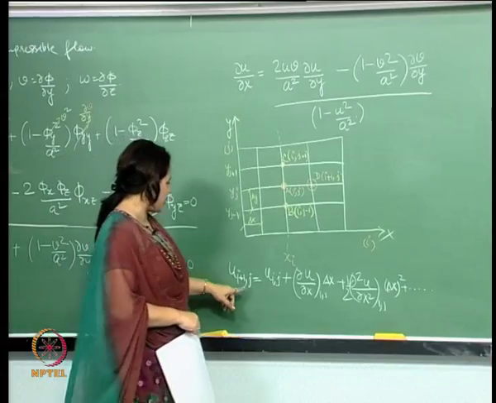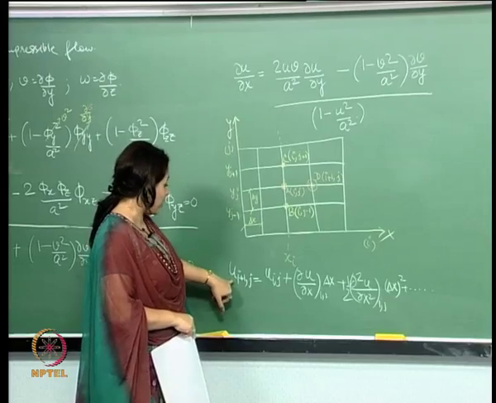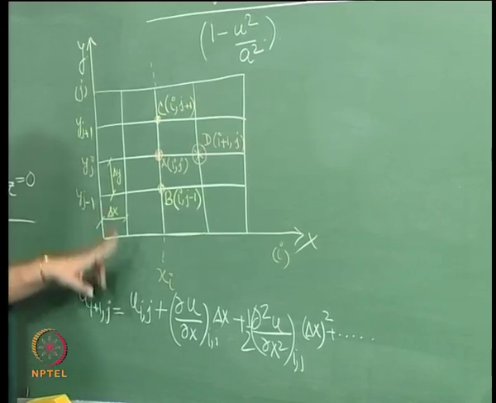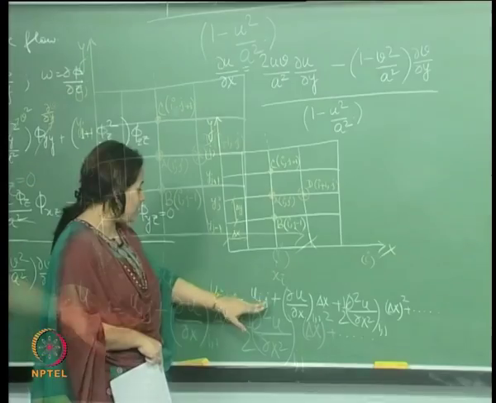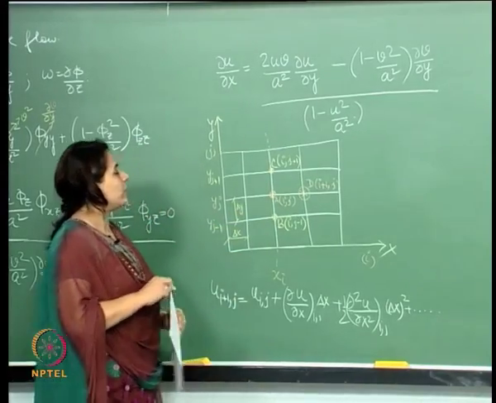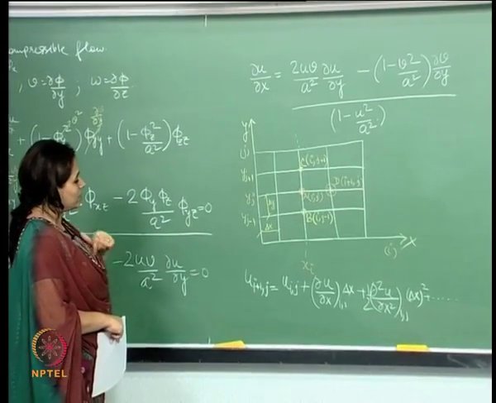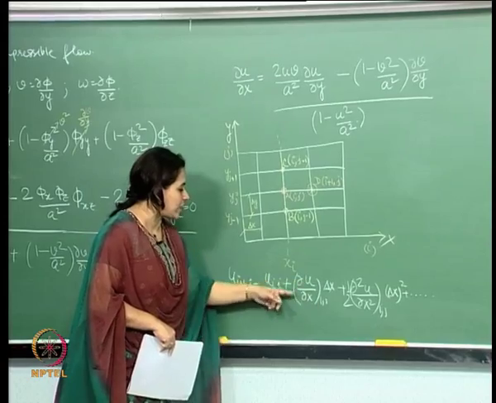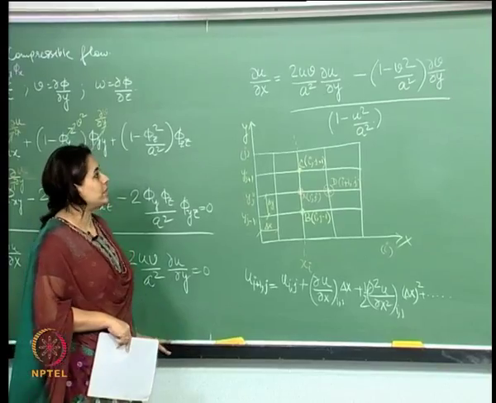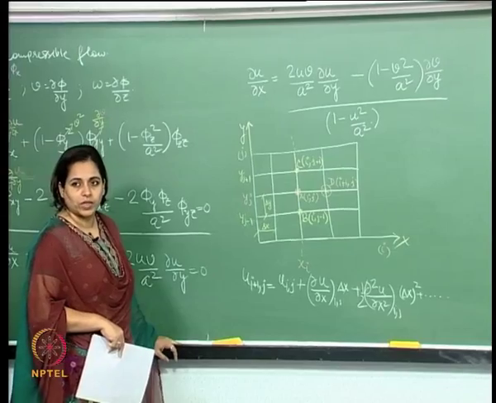What we see over here is that if I need to get, say, u at I plus 1 j, then I can write that in terms of the value at A and the derivative of u at A. Therefore, in this case, I basically need to calculate del u by del x at this point. If I am able to do that, then I should be able to get some value over here.